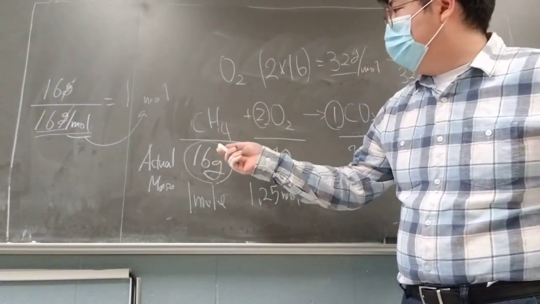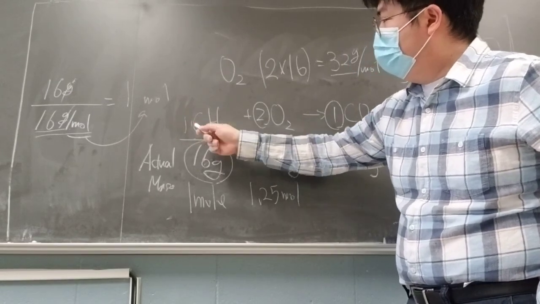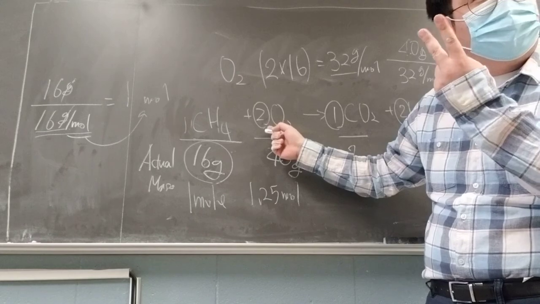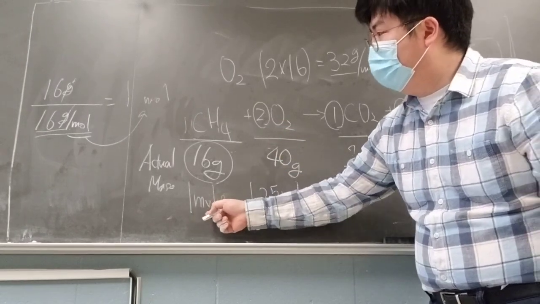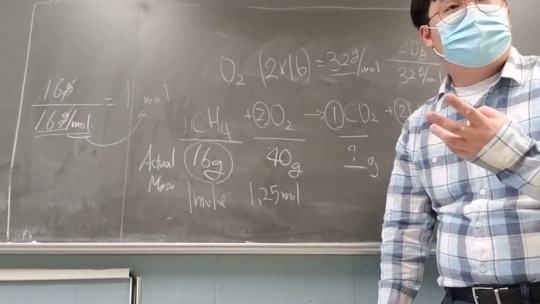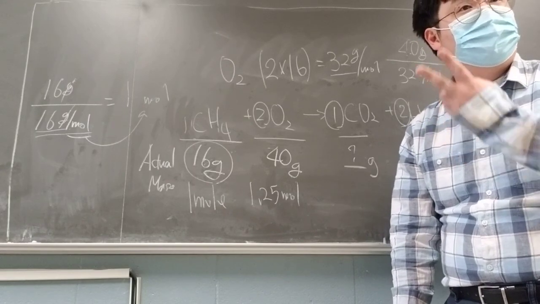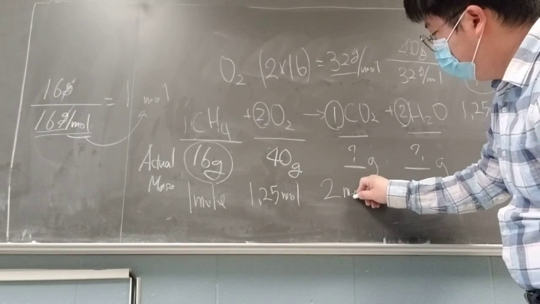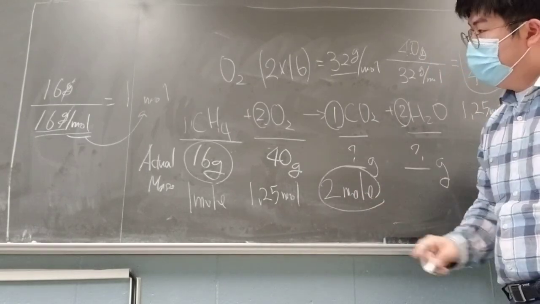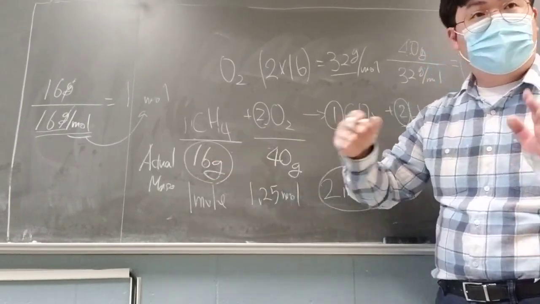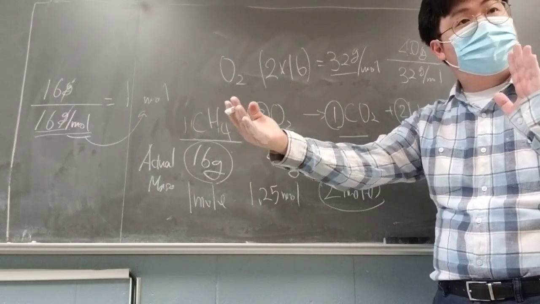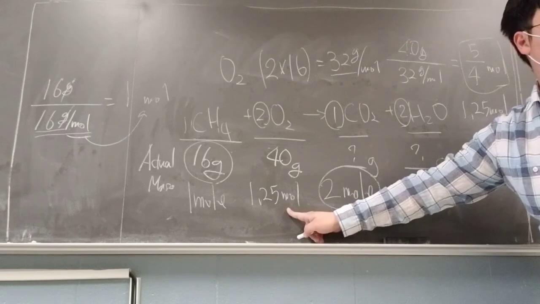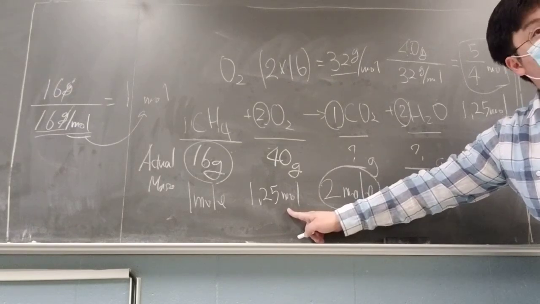Whenever, so think about it, this is about ratio, right? Whenever you have 1 methane, you need to have 2, right? If you have 1 mole of methane, then how many moles of oxygen do you need to have? 2, right? You're supposed to have 2 to make this 1 mole of methane go into a full 100% combustion reaction, right? But you only have 1.25 moles, right?